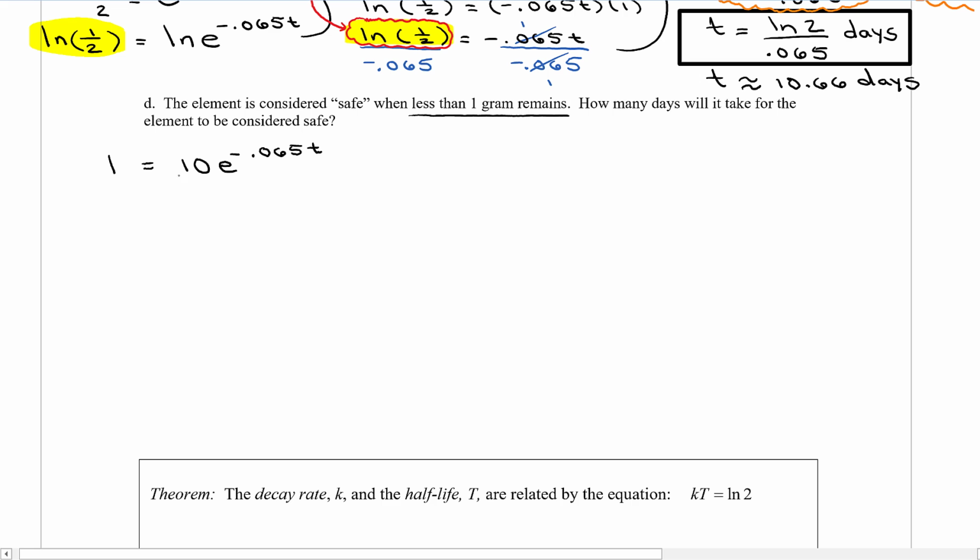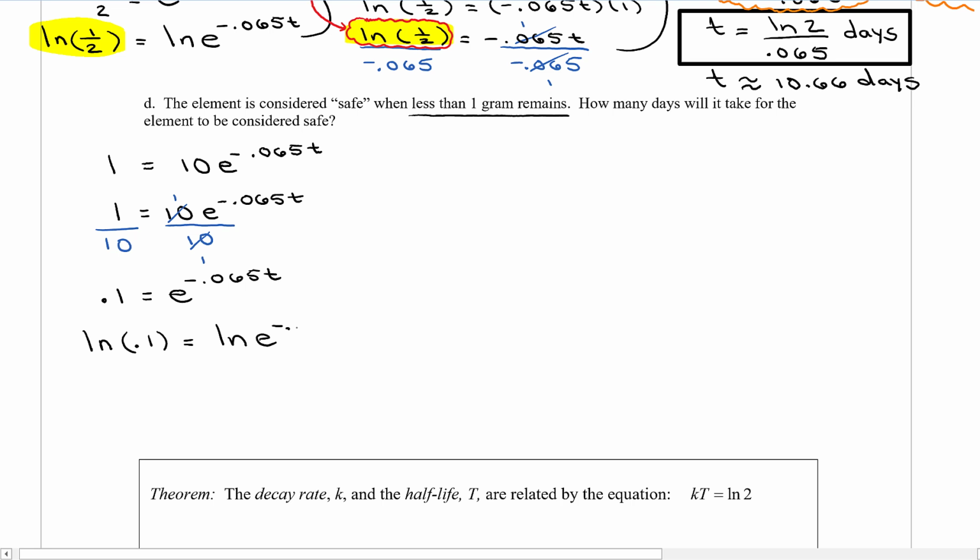In order to solve for t, I'm going to divide both sides of my equation by 10. So I'm going to have 1 divided by 10 equals 10 times e raised to the negative 0.065 t divided by 10. The 10s will divide out on the right-hand side, and I'll be left with 1/10 equals e raised to the negative 0.065 t power. I'm going to take the natural log of both sides, so I'll have the natural log of 1/10 equals natural log of e raised to the negative 0.065 t power.